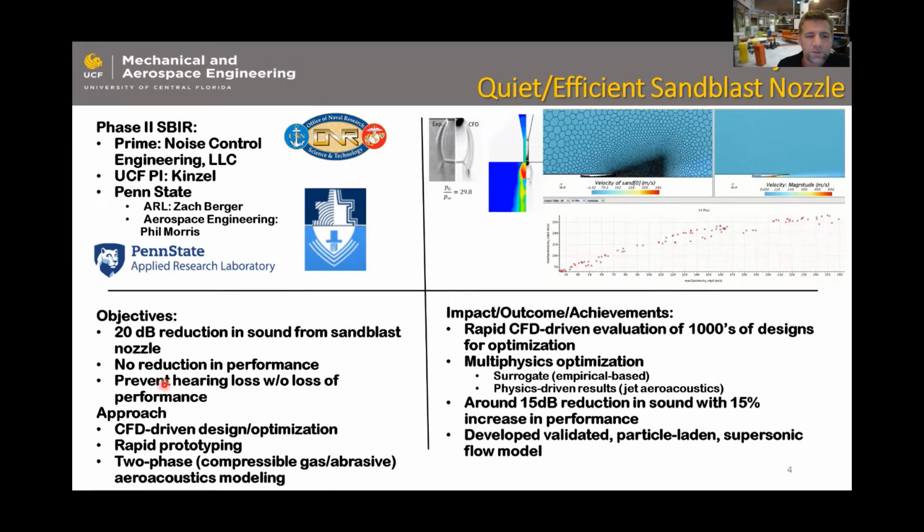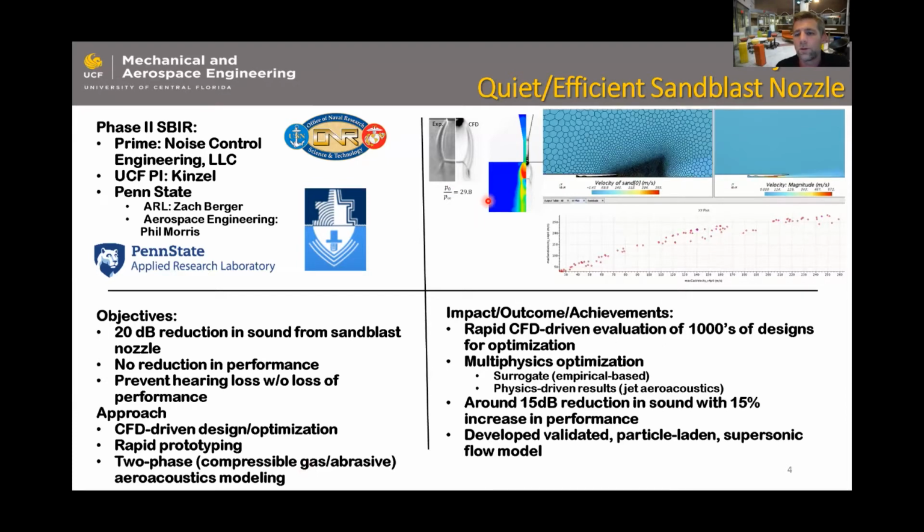The objectives of this project are to make quiet and efficient sandblast nozzles so that people don't damage their ears after using these things for long periods of time. What we're using is CFD-driven design and optimization and rapid prototyping to really obtain the next generation nozzle. Some key aspects to the CFD is we're using two-phase compressible gas along with abrasives or solids and coupling this with aeroacoustic models. Just a comment, each one of these components is essentially an academic problem. And what we're doing here is already taking it beyond the academic aspect and bringing it into an optimization framework.